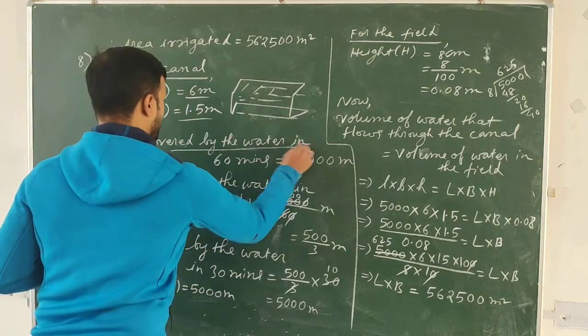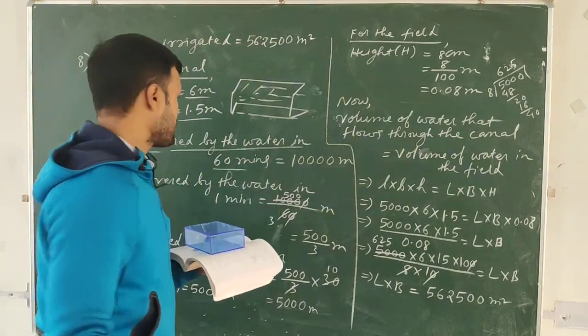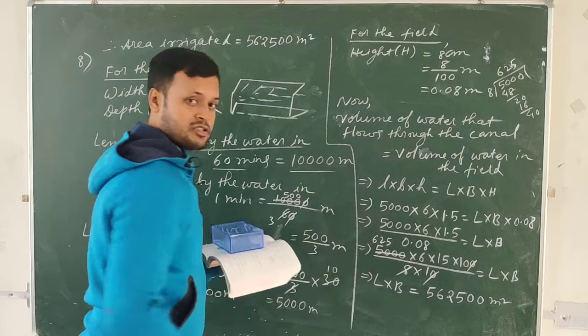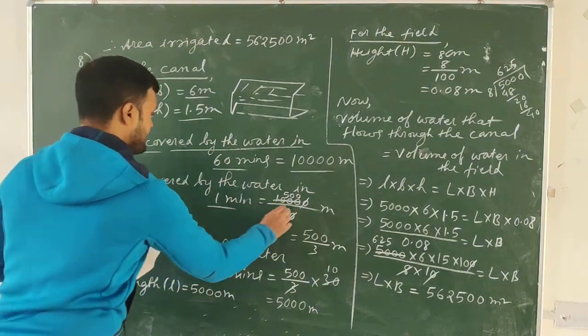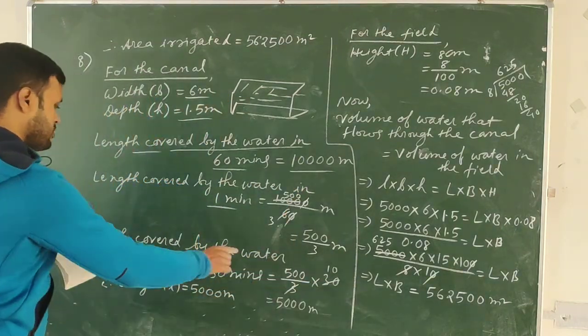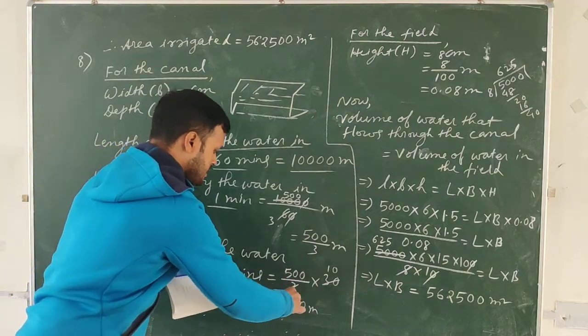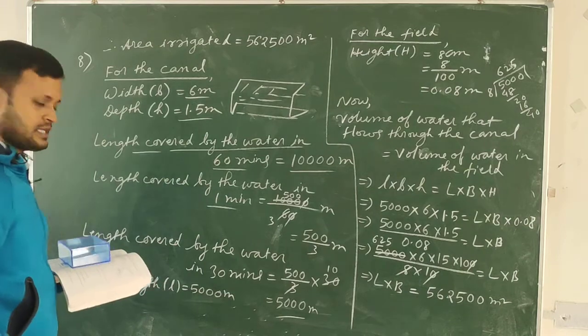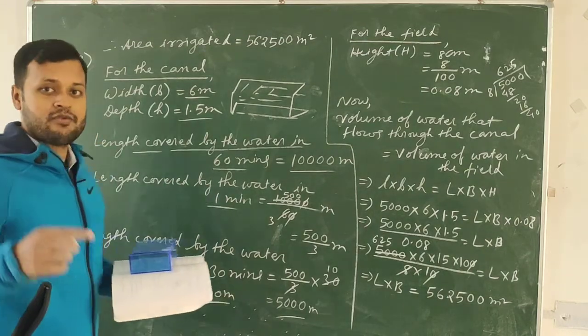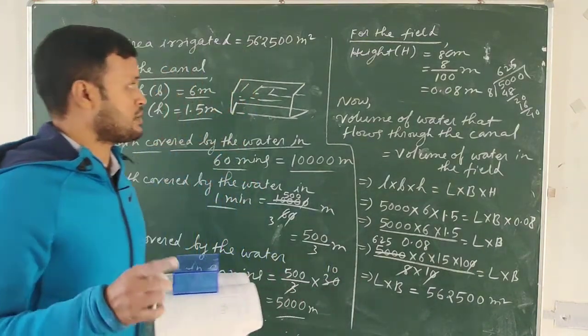So length covered by the water in 60 minutes is how much? 10,000 meters. So length covered by the water in 1 minute is 10,000 by 60. So length covered by the water in 30 minutes will be 10,000 by 60 into 30. So it will be 5,000 meters. Isn't it? So what will be the length then?